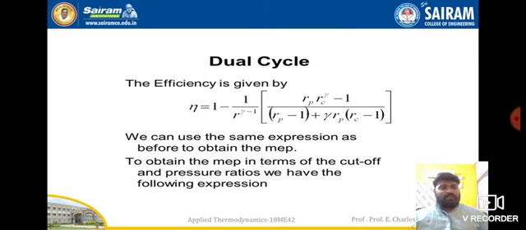Different textbooks follow different notations, so you can follow whichever you like. We can use the same expression as before to obtain the mean effective pressure. To obtain the mean effective pressure in terms of the cutoff and pressure ratios, we have the following expression. So this is the efficiency of the dual cycle. Thank you.